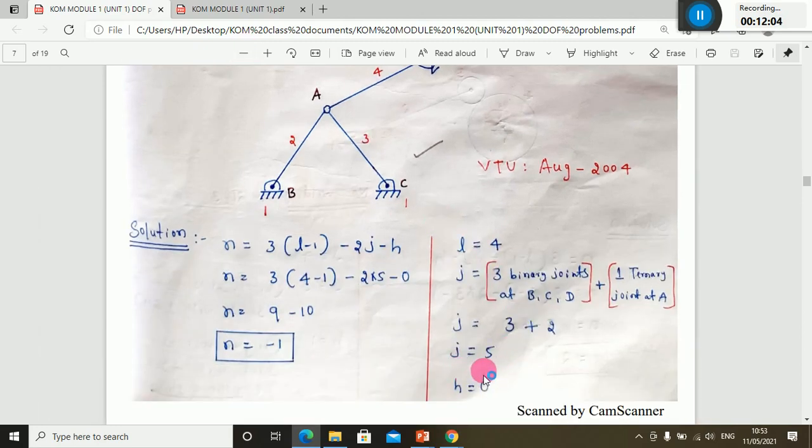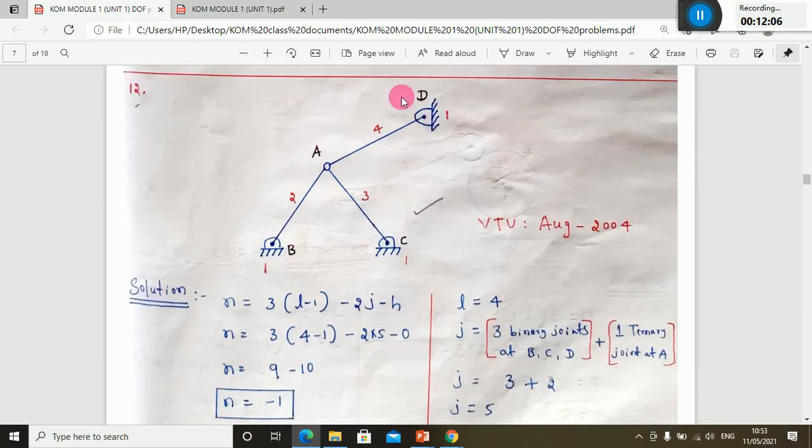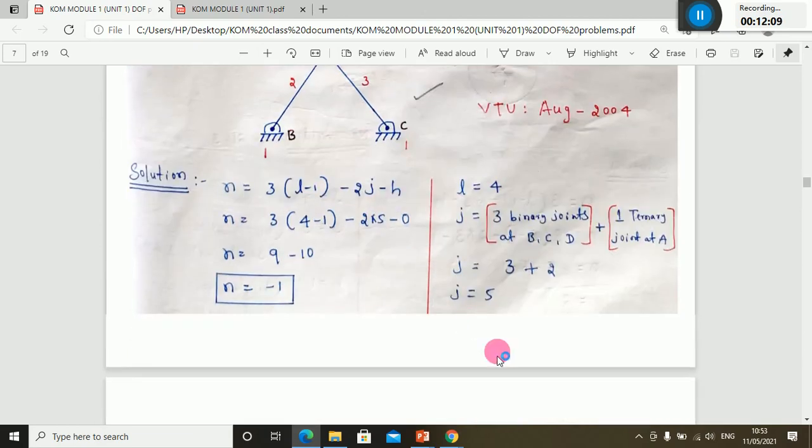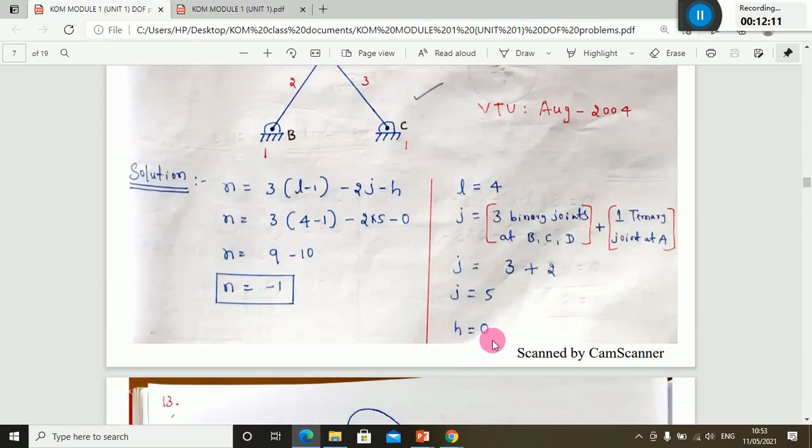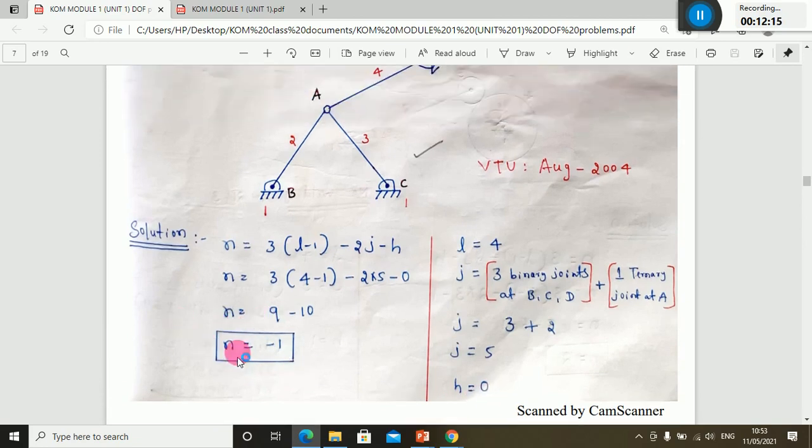So the total number of joints is 5, and there's no point contact. Okay, H is equal to 0, which means the number of higher pairs is 0. So here we are getting N equal to minus 1.